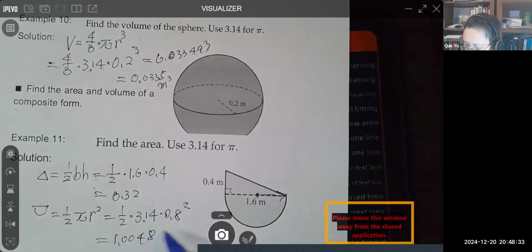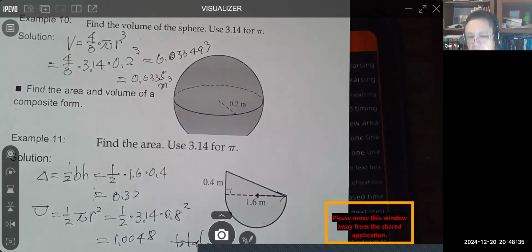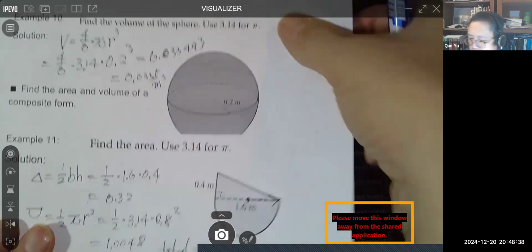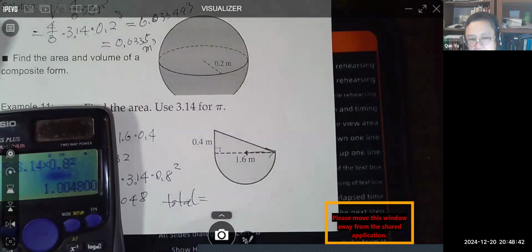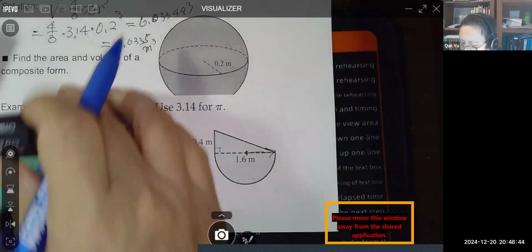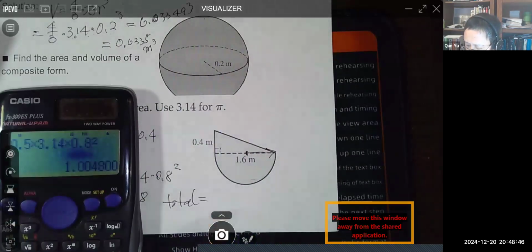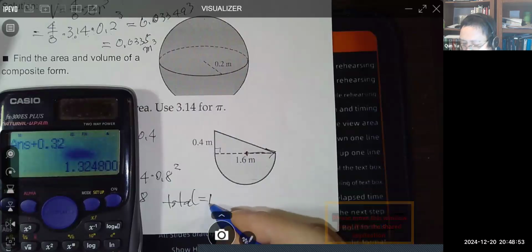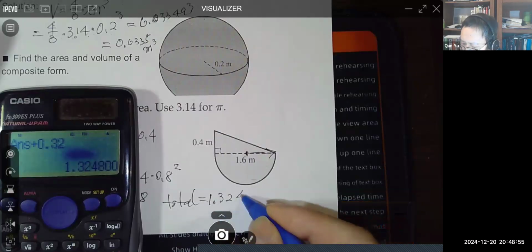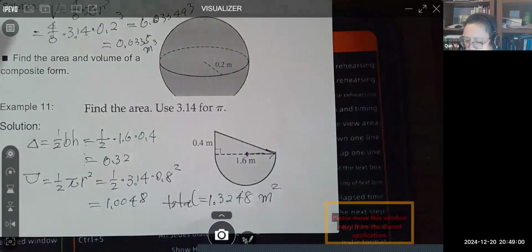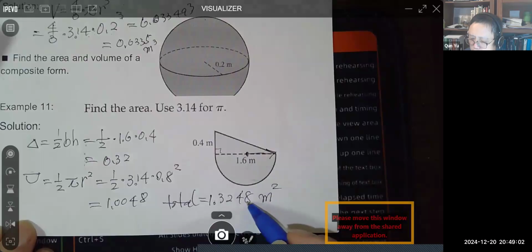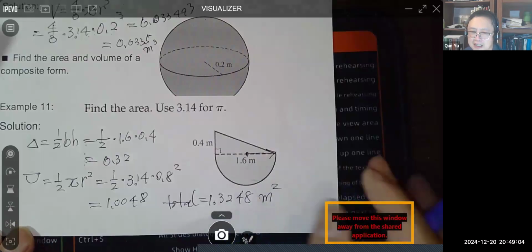1.0048. Now the final answer is the total of these two areas. So basically, we just add these two numbers together. Since I already have this number on screen, I just add 0.32 to it. Equals. So we get 1.3248. This is the area. Depending on the rounding requirement, when you do your homework, you round it accordingly. But this is the final answer.